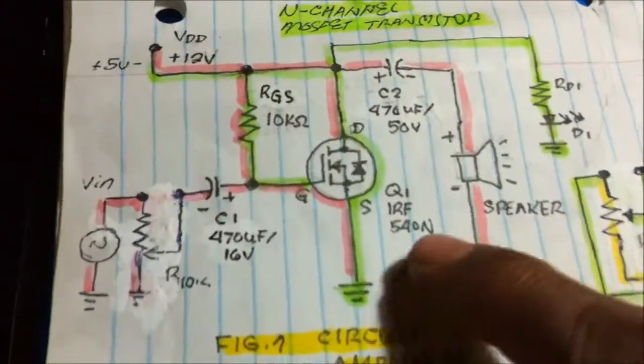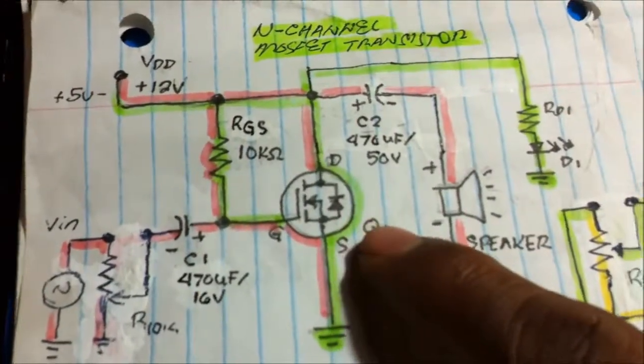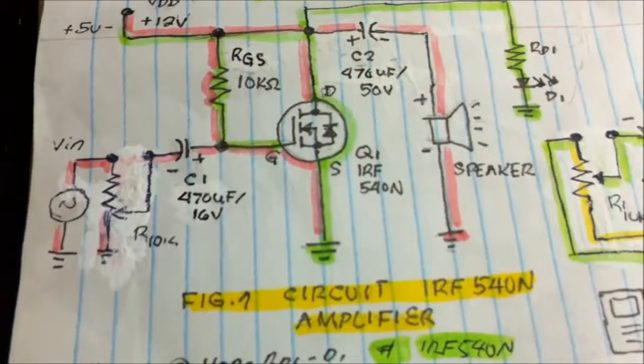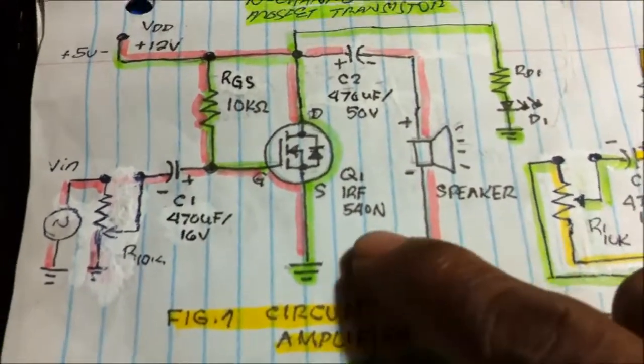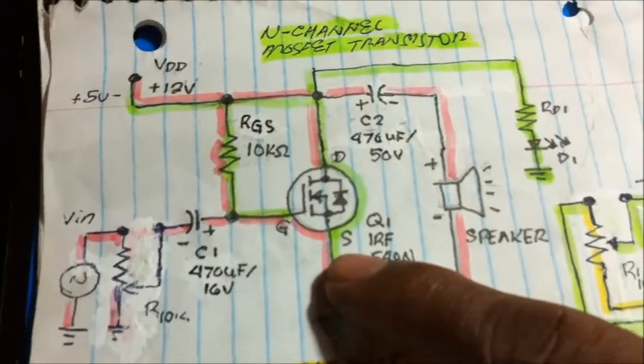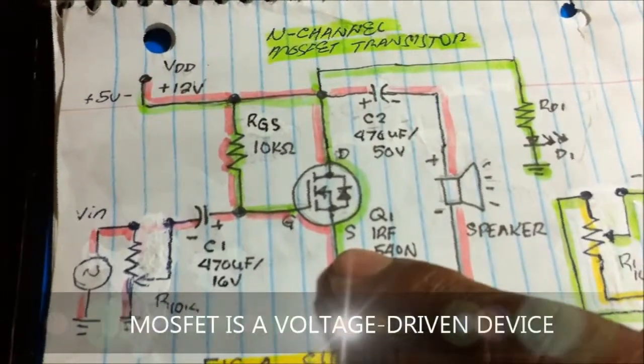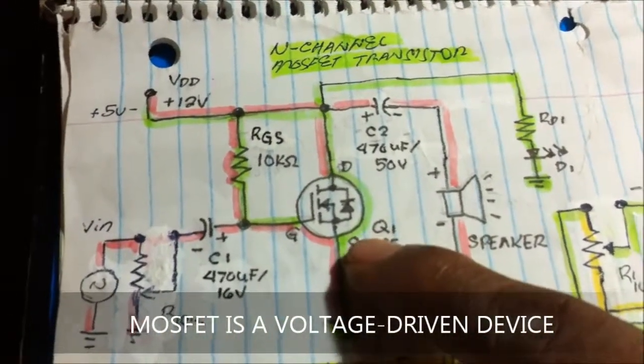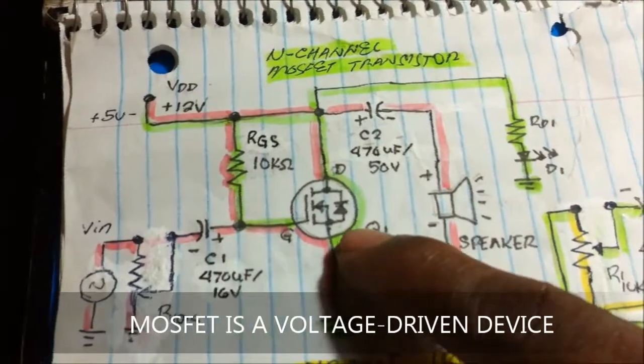So let us now see again our Mosfet amplifier. What is this IRF540N? How to operate this component? It seems it is different from the BJT I'm always using.